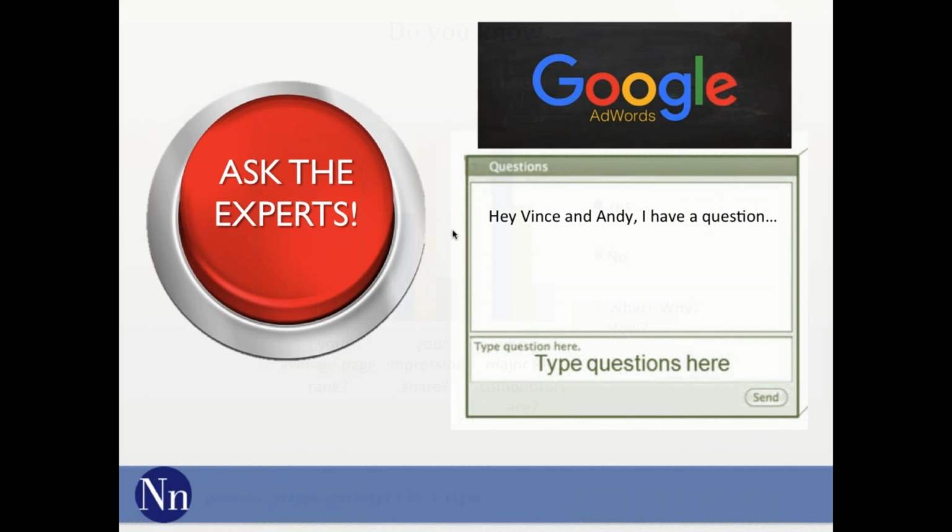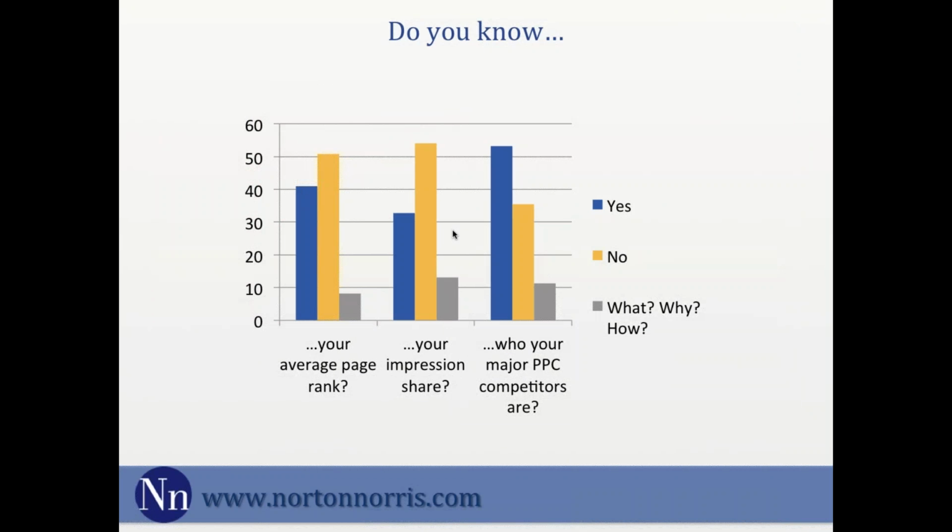So, speaking of questions, when you registered, we asked you three kind of fun and important questions. We asked you if you knew what your average page rank was, if you knew your impression share, and if you knew who your major PPC competitors were. Those were multiple choice questions. You could tell us yes, no, or huh? What are you guys talking about? It was a little disturbing to see that 10% on average were saying, what are you talking about?